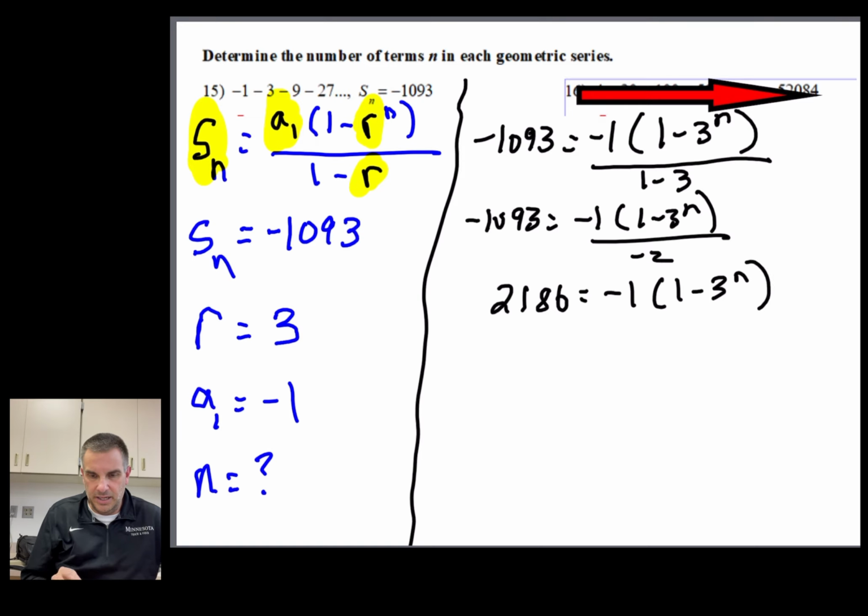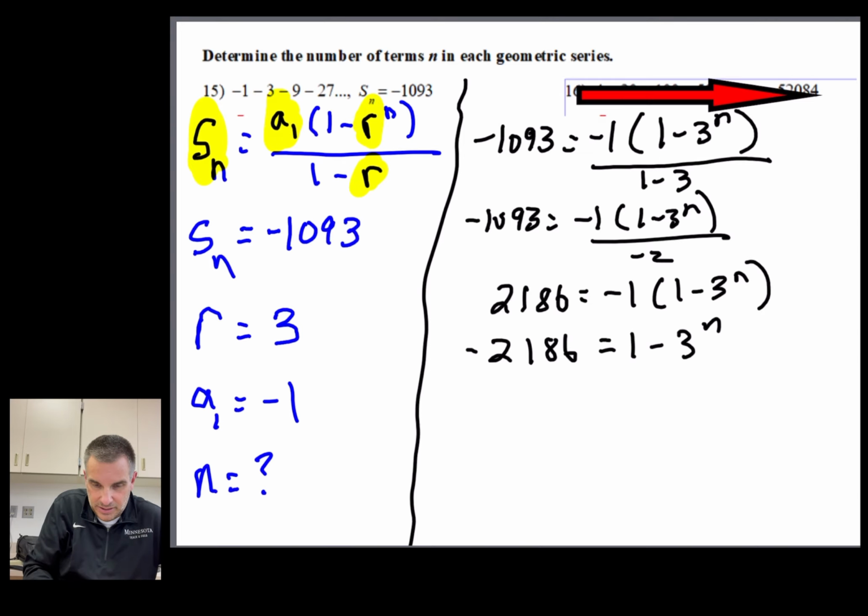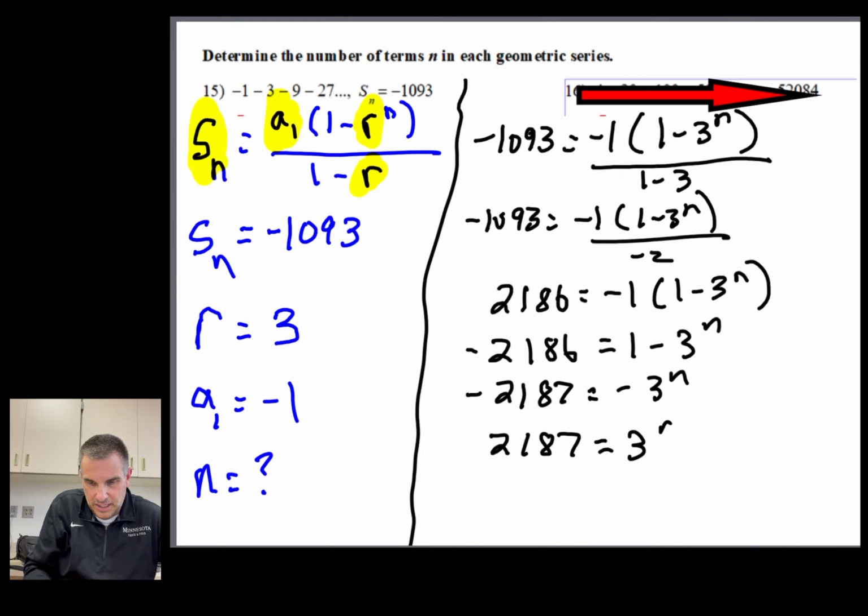So multiply by -1. If we multiply by -1, that gives me -2,186 is equal to 1 minus 3 to the n power. And move the 1 to the other side. So that's -2,187 equals -3 to the n. I don't want it negative, so switch the signs. So we've got 2,187 is equal to 3 to the nth power.